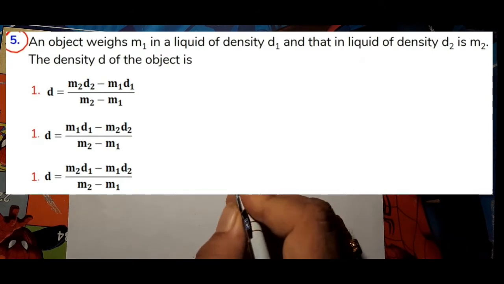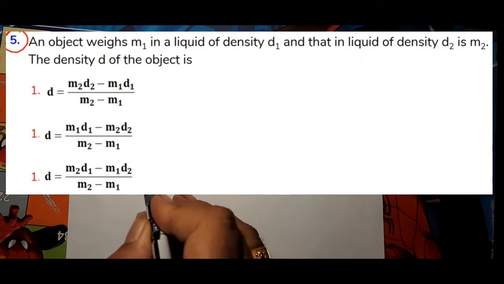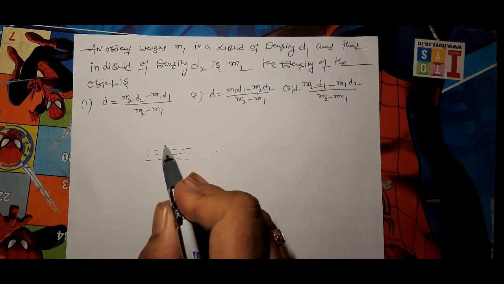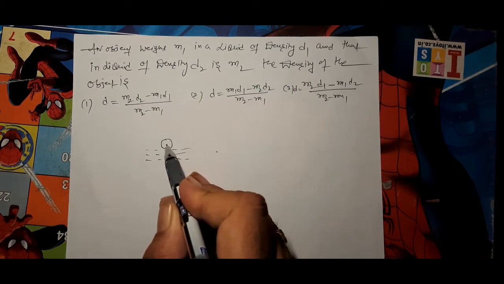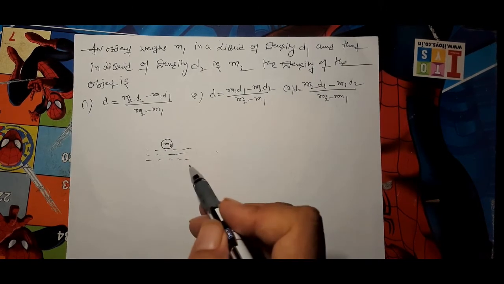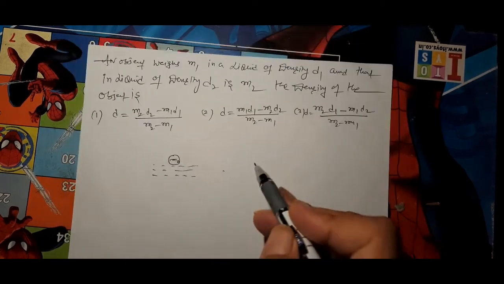So here this is a liquid of density d1. So this is an object whose real weight is m0. Let us assume it as m0. That means actual mass.